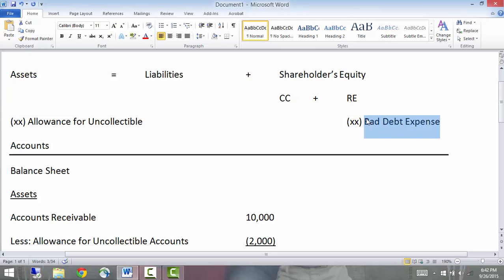Now let's talk about how to calculate the amounts that go here. I put in X's. There's two methods that we can use, and management will have to decide which of the two methods it wants to use. There's either the percentage of sales method, or the accounts receivable method.